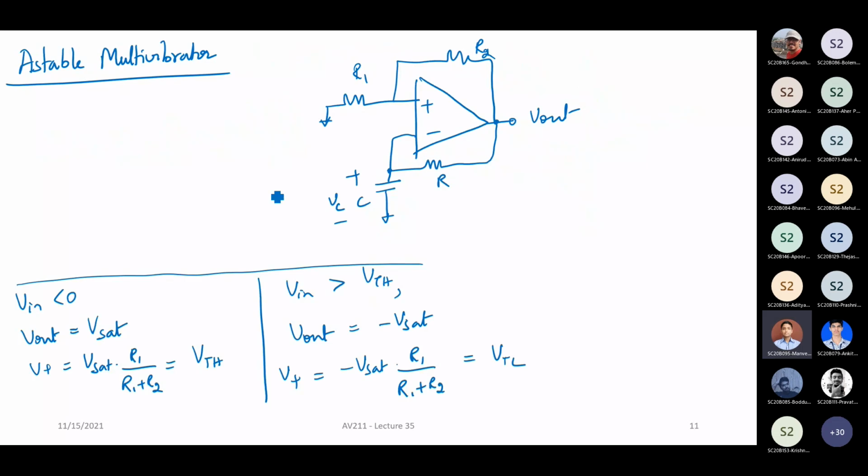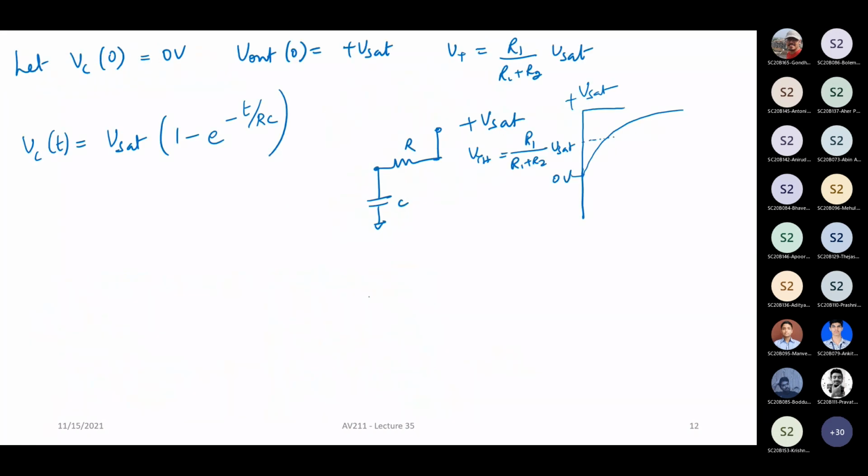If I were to draw, let's say this is kind of charging up and goes to VTH, but the moment it touches VTH, what will happen? The polarity will flip, because it's a positive feedback circuit, and Vout will become minus VSAT. So when Vc of t reaches VTH, Vout will become minus VSAT. Is it clear to everyone?